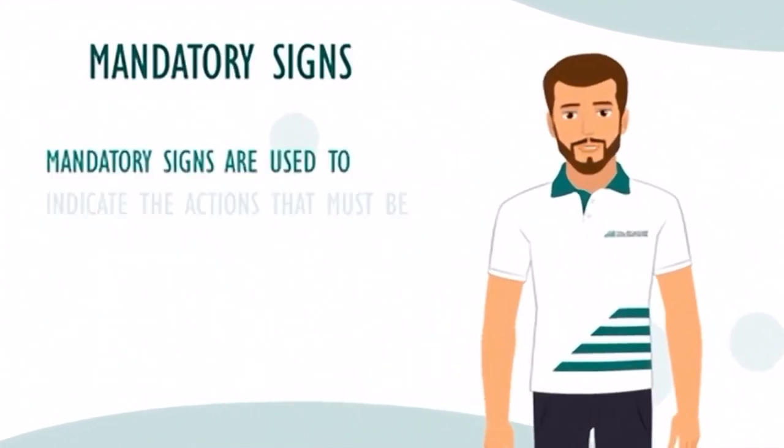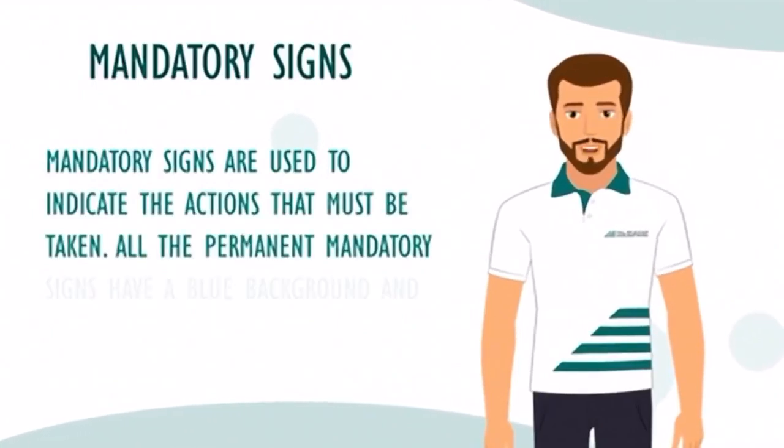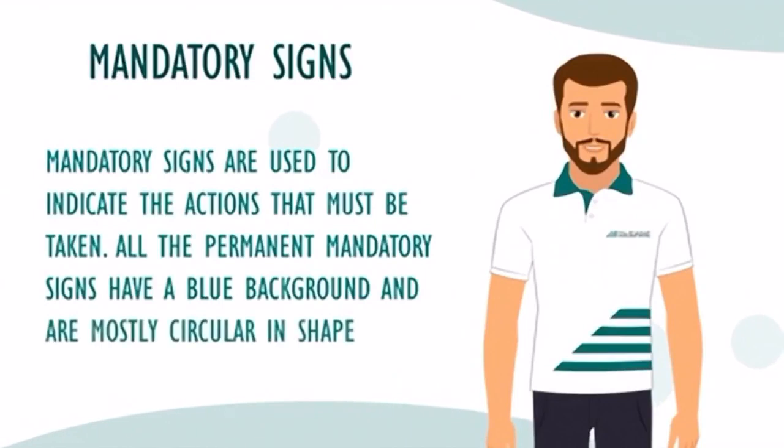Now let's take a look at the second type of regulatory signs, which are mandatory signs. Mandatory signs are used to indicate the actions that must be taken. All the permanent mandatory signs have a blue background and are mostly circular in shape.